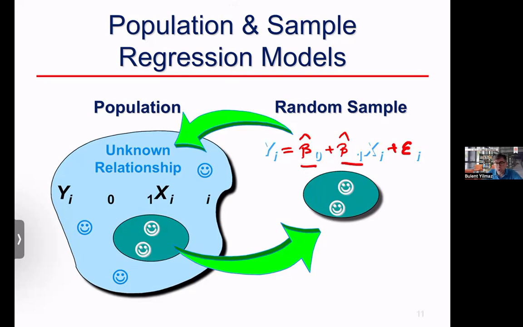So what is beta 0 hat? What is beta 1 hat? These are my estimates, okay? Actual intercept and actual slope were something that I don't know. What am I trying to do? Collecting a sample, and from that sample, coming up with some estimates of the slope and the intercept, and trying to understand what is the relationship between X and Y in the population.